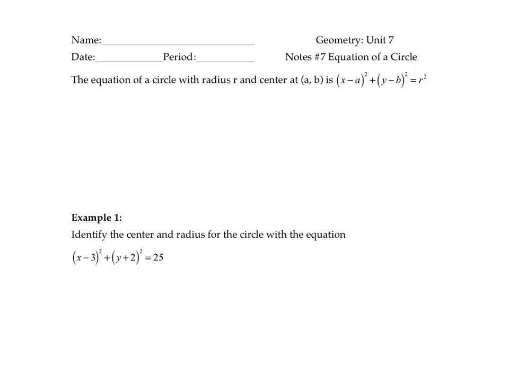So the equation of a circle with a radius of r and a center at the point (a, b) is given by (x minus a) squared plus (y minus b) squared is equal to the radius squared. So again, the center would be a, comma, b, and the radius is going to be r.